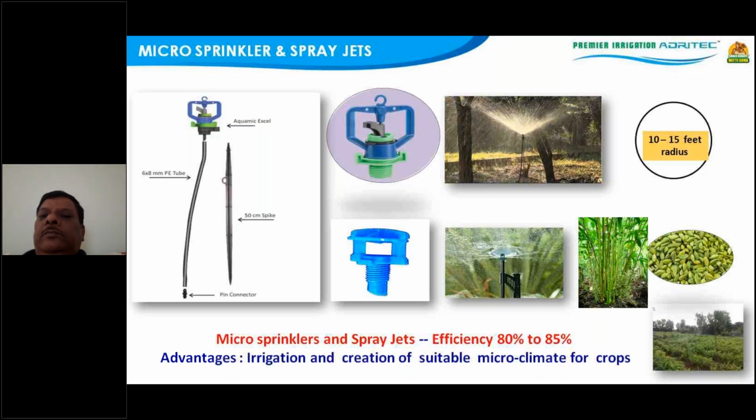Microclimate means that you are going to have a suitable temperature. For example, if it is a very hot day, we can use these micro sprinklers not only for irrigation, it can also bring down the temperature. And it is very good for germination. There are many crops like potato, onion and other vegetables where micro sprinklers are widely used by our farmers.